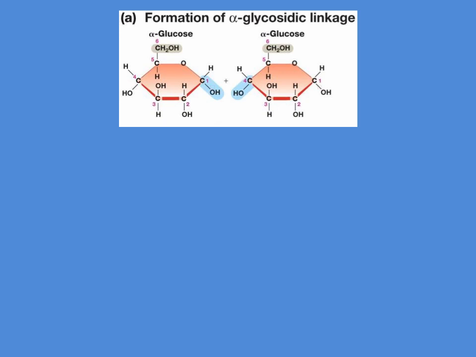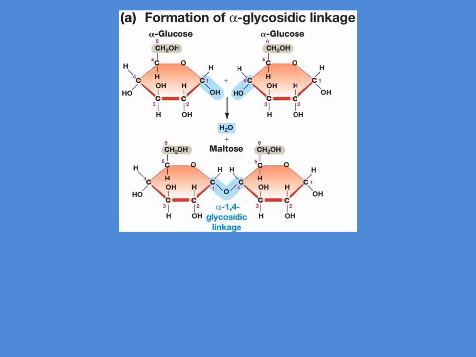As you can see, they are both alpha glucose since the hydroxyls on the first carbons are in the down position. In addition, the sixth carbon is in the up position. To form a glycosidic linkage, a condensation reaction must occur. And, of course, it is the removal of a water molecule that forms the linkage. In this case, we have formed a very specific linkage. Since the two glucose molecules were the alpha forms, we call the covalent bond that has formed between the monomers an alpha 1,4 glycosidic linkage.